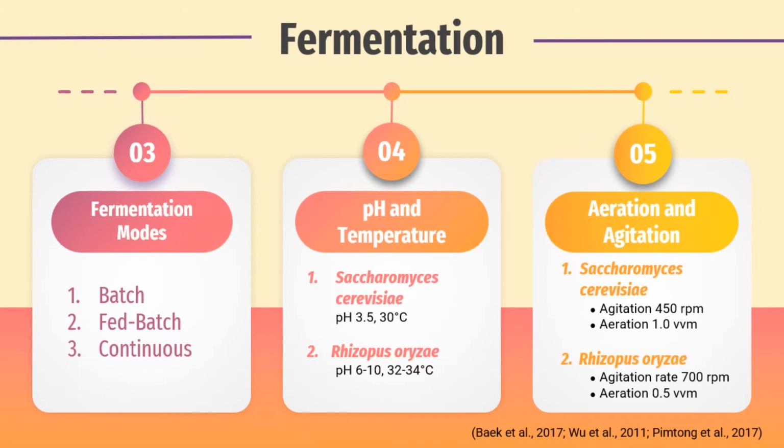Second is temperature and pH settings. Saccharomyces is found to have an optimum pH of 3.5, while Rhizopus oryzae produces optimum lactic acid in basic pH. Both have similar optimum temperature. Lastly, aeration and agitation rate, where both yeasts require different optimum agitation and aeration rates.